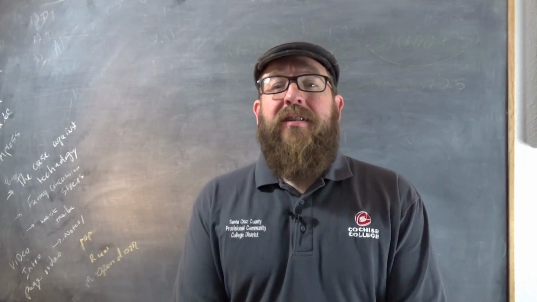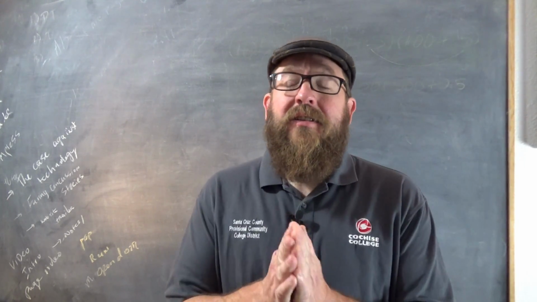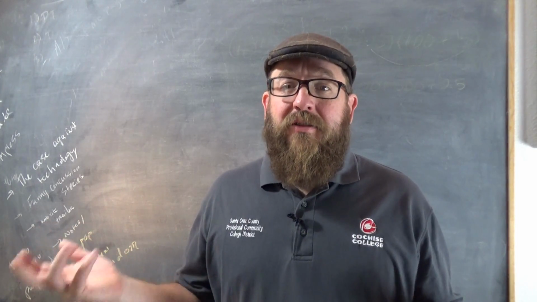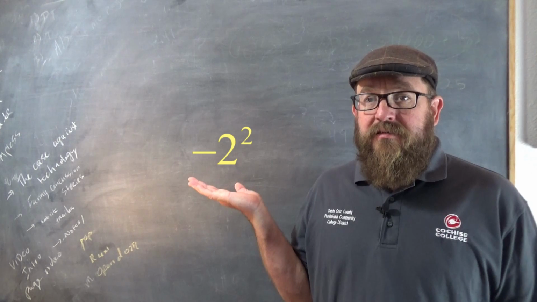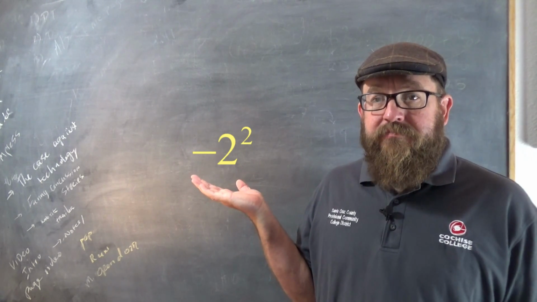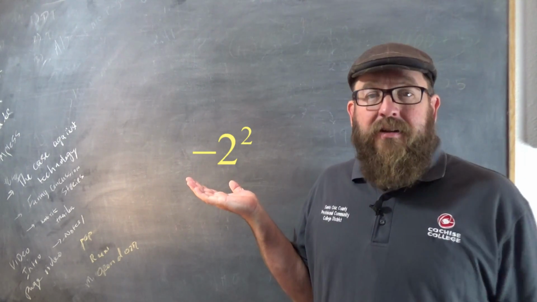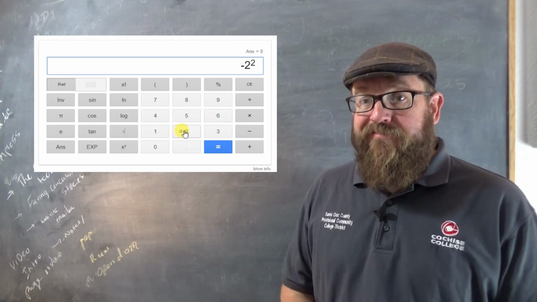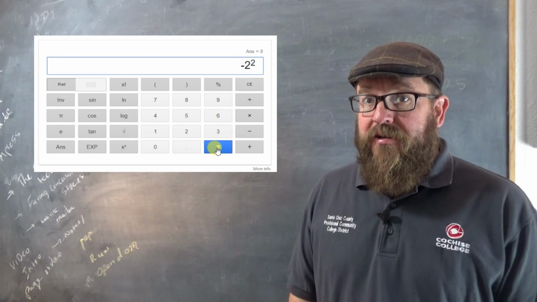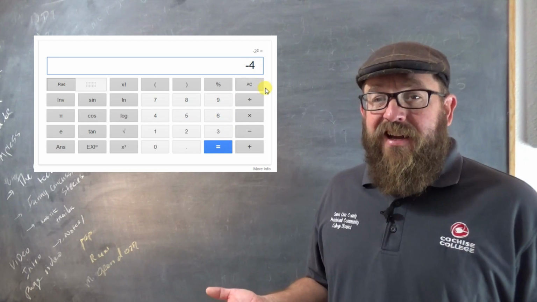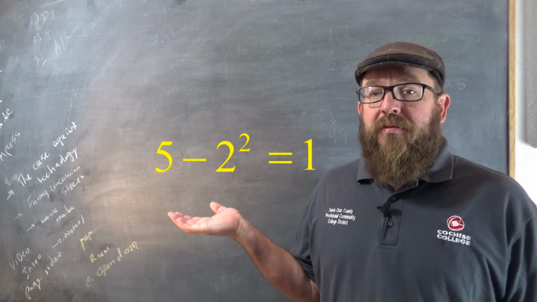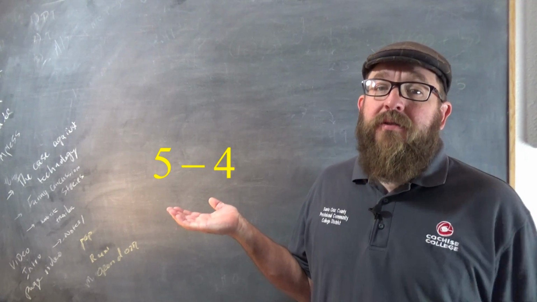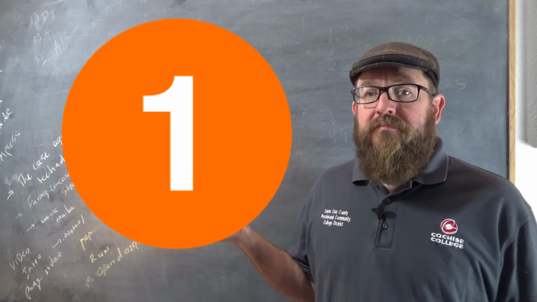In this week's edition of Wednesday's Why, I'd like to discuss with you one of the things that gets messed up most often: signs. Consider -2 squared. If you type it into a calculator, it says -4, and that's correct. Let's put it in context so we can understand that a little better. If you do 5 minus 2 squared, that's easily seen as 5 minus 4, so that's, of course, 1.